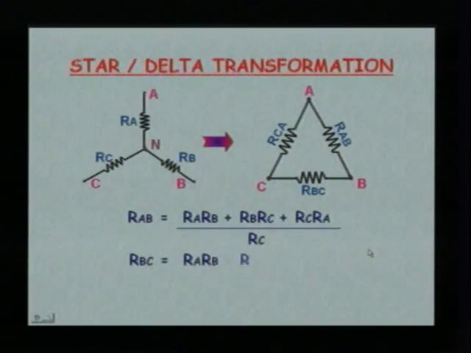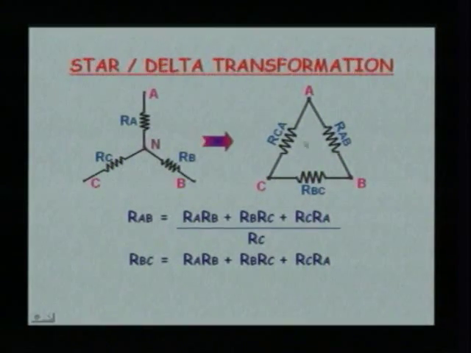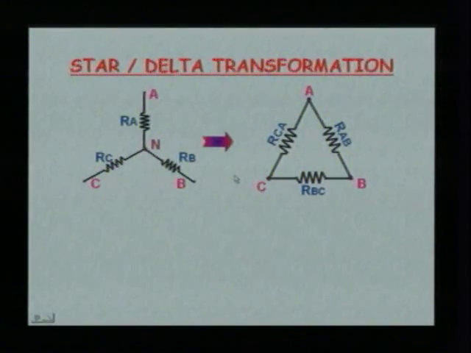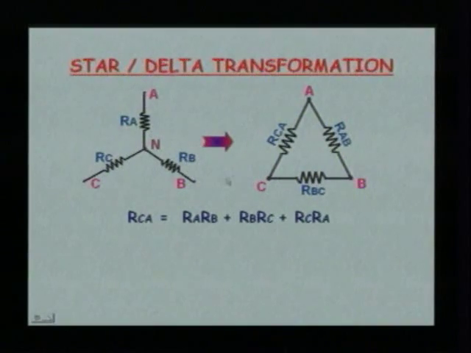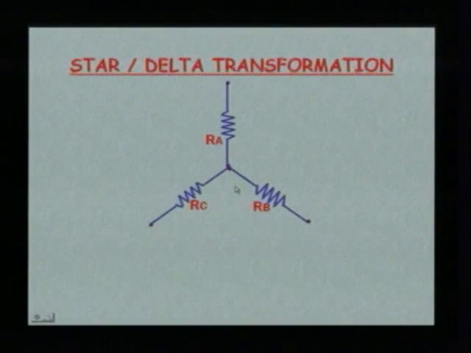Similarly, if you want RBC, we have RARB plus RBRC plus RCRA divided by the opposite component, which would be RA. Likewise, we can have RCA equal to RARB plus RBRC plus RCRA divided by RB, the opposite component. So, this is how we can have the equivalent delta from the given star.